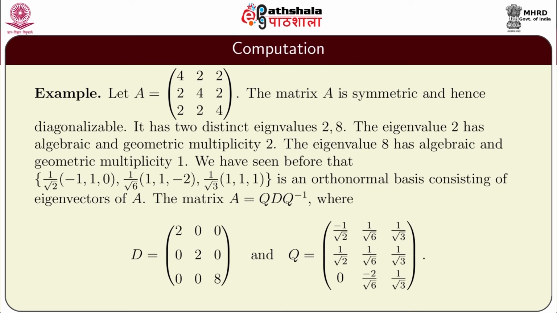And therefore, the matrix A is equal to Q D Q inverse, with D being the diagonal matrix where the principal diagonal entries are 2, 2, 8, which are the eigenvalues, and the matrix Q is given by minus 1 by square root of 2, 1 by square root of 6, 1 by square root of 3 in the first row, 1 by square root of 2, 1 by square root of 6, 1 by square root of 3 in the second row, and 0, minus 2 by root 6, 1 by root 3 in the third row.